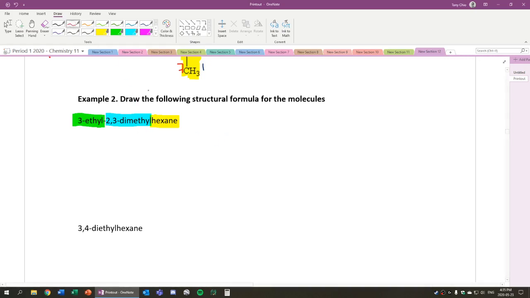Okay, let's try this out. So first of all, let's draw our parent chain. What I want to do is just draw my backbone. Carbon, carbon, carbon, carbon, carbon, and carbon. I haven't filled out any H's yet because we don't know how many H's there are. My next step is to number these. This is carbon 1, carbon 2, carbon 3, carbon 4, carbon 5, and carbon 6. There is an ethyl group on my 3rd carbon. So right here there's an ethyl group. So I have to write CH2CH3. That's what an ethyl group is.